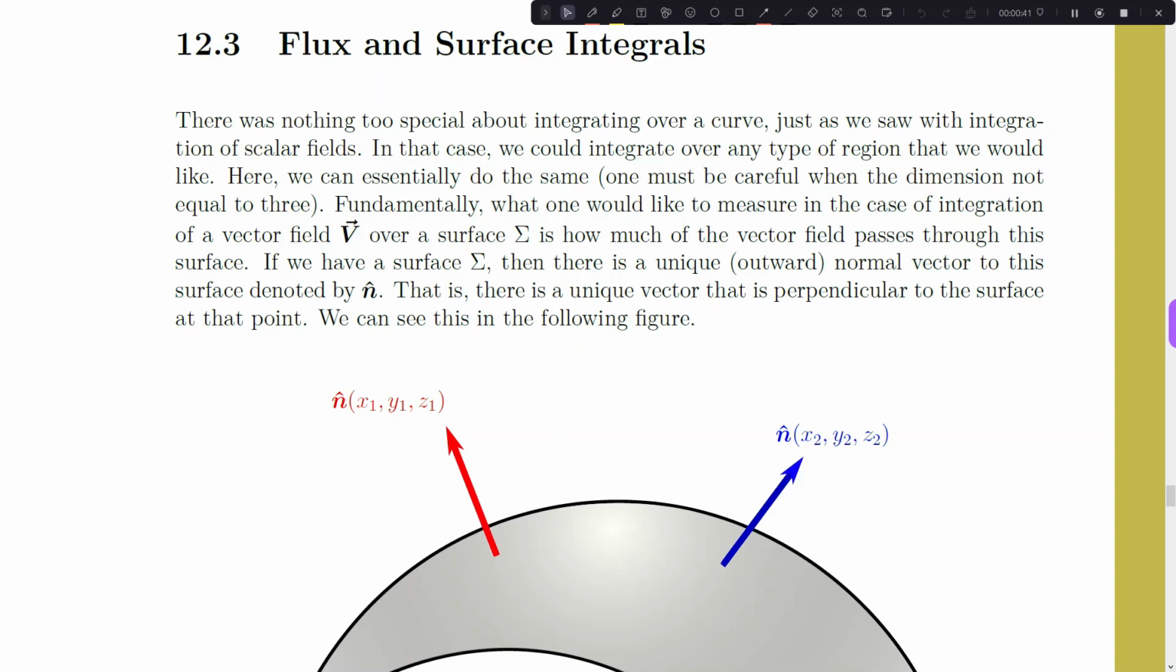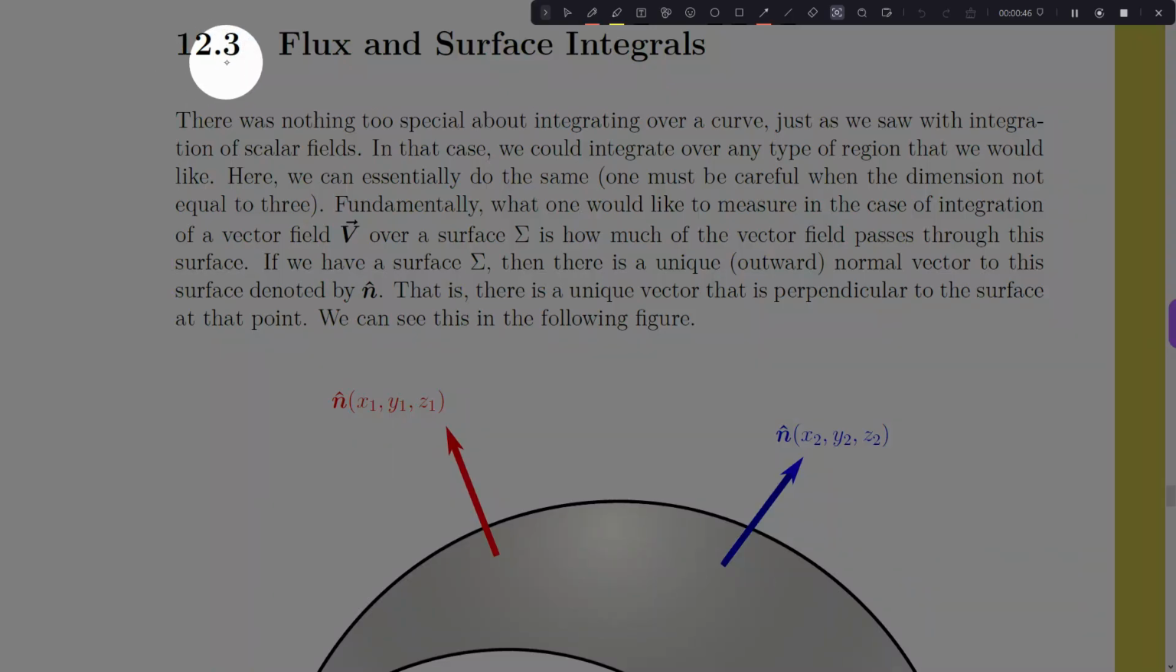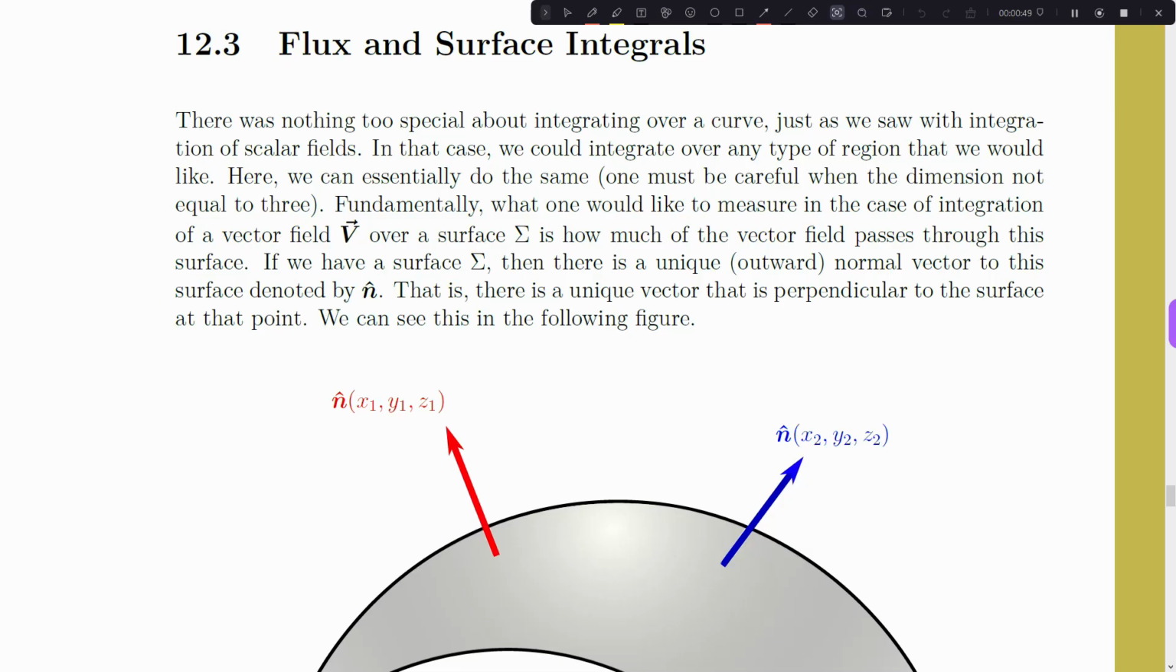Today we're talking about flux and surface integrals. We're actually going to go through sections 12.3 and 12.4 today because the section after that, 13.1, is particularly long. So I think I'll spend 2 days on that, or 2 videos on that. And then we'll just shove 12.3 and 12.4 together today to try to make up for that.